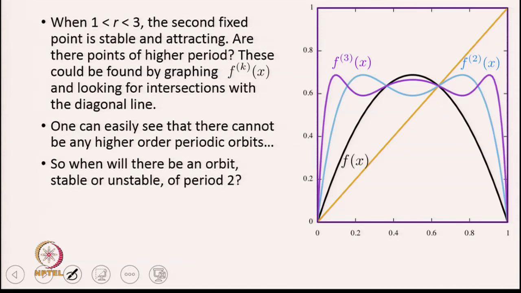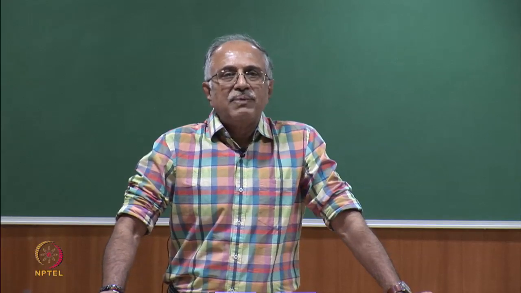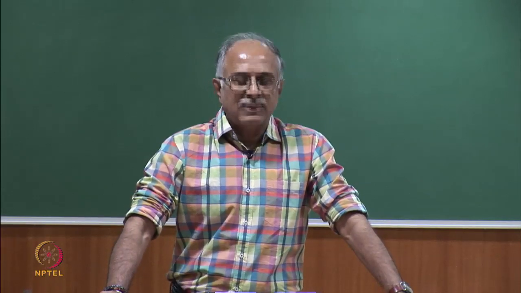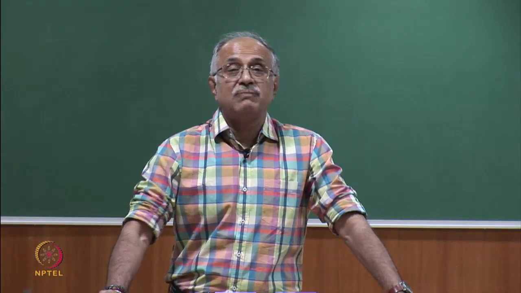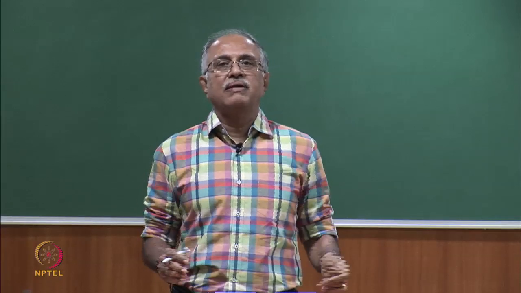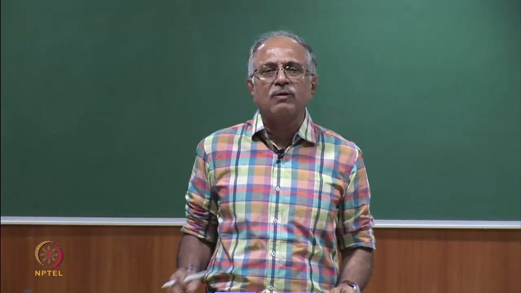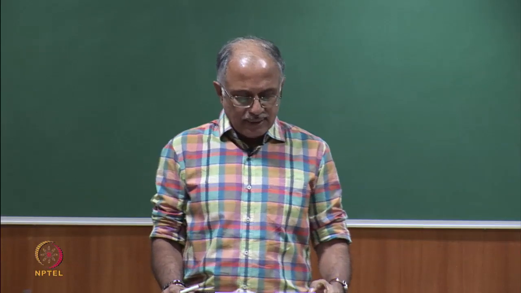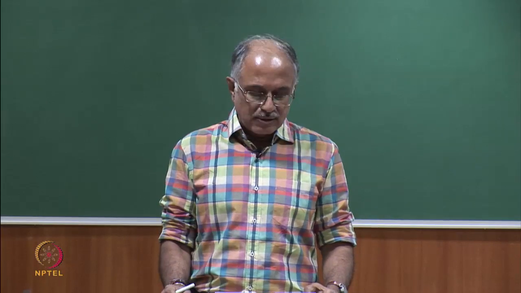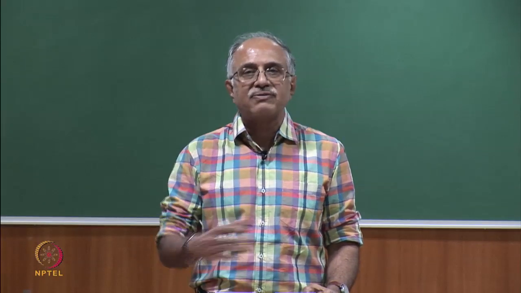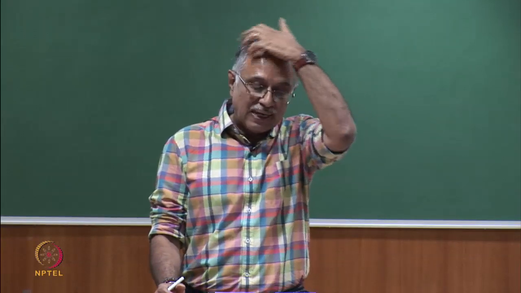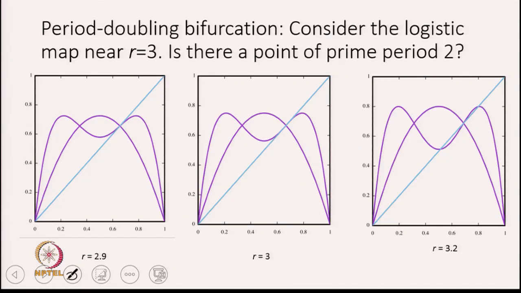So, one can ask this question, when will there be an orbit, either stable or unstable, which has, let us say, period 2? Period 1 is the simplest one, the next one we look for is period 2. So, when are we going to have a period 2 orbit? To do that, we have to keep increasing r, or we have to ask questions related to this family of maps. So, let us look at r near 3.